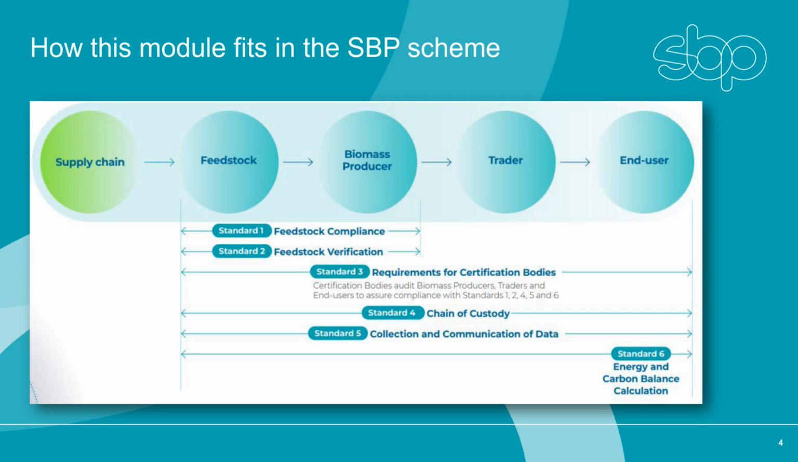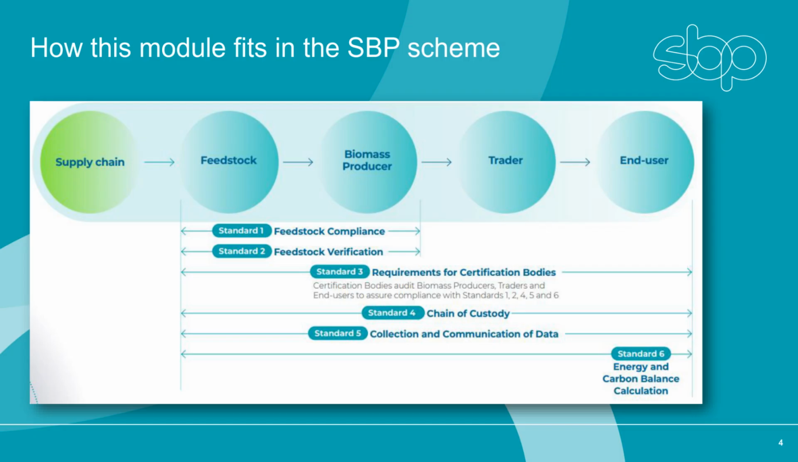Before we dive into the detail of Standard 3, it helps to remind ourselves where it sits in the SBP scheme. SBP has 6 standards. Standards 1, 2, 4, 5, and 6 apply to certificate holders, the companies producing, trading, or using biomass. Standard 3 is different. Standard 3 applies to the certification bodies themselves.